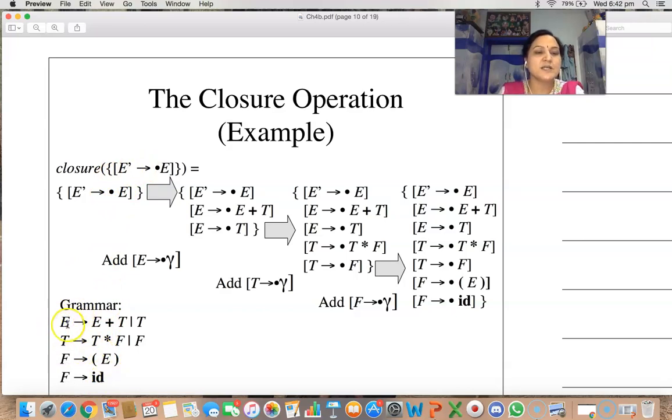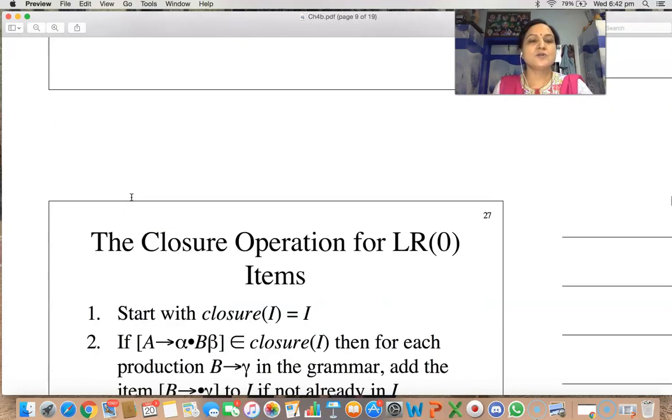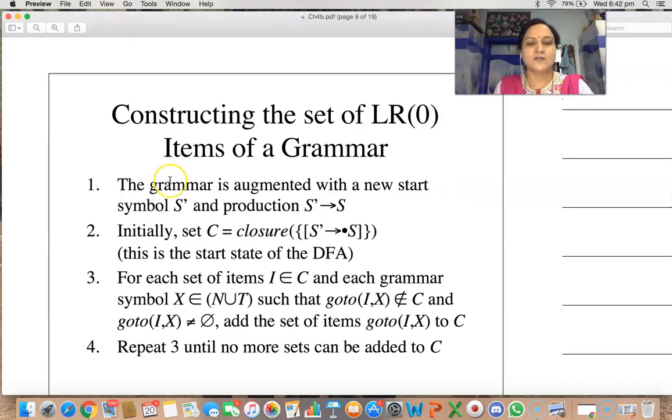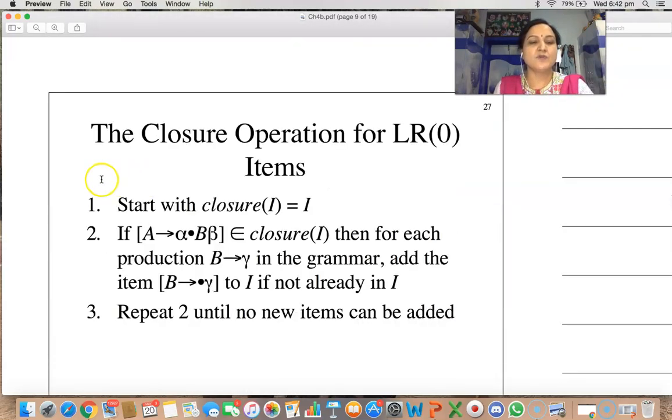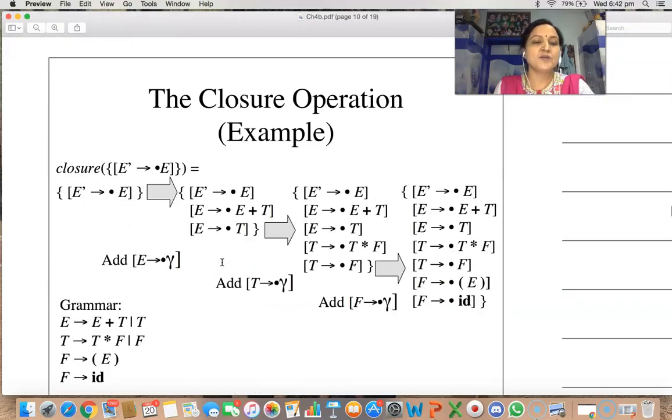The start symbol is E, so we augment it by E dash tends to dot E. So how do we compute the closure of E dash tends to dot E? See here, the first step will be E dash tends to dot E. Now after the dot there is a non-terminal. So what does the closure rule say? The closure rule says that after the dot, if there is a non-terminal, then you have to add its production. So here after the dot B was there, so we added B tends to gamma into closure of I. So here also after the dot a non-terminal is there, capital E is a non-terminal, so we are going to add E productions.